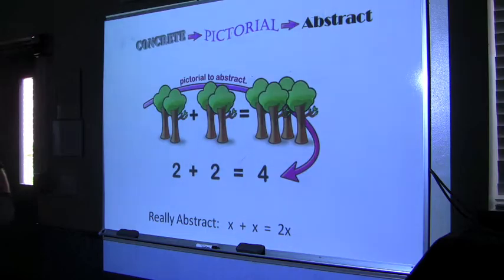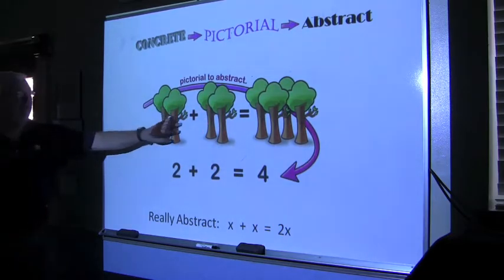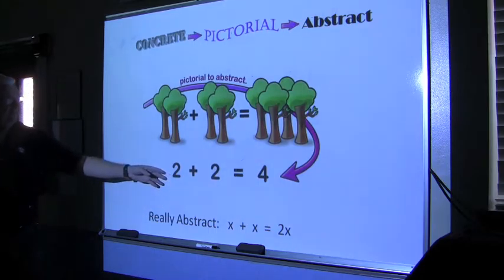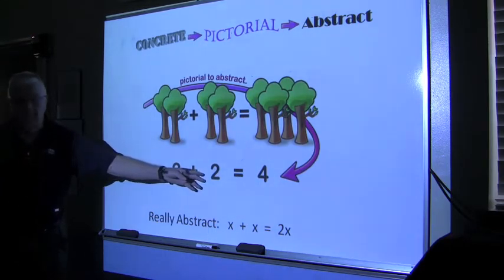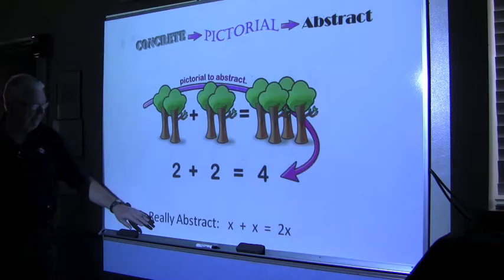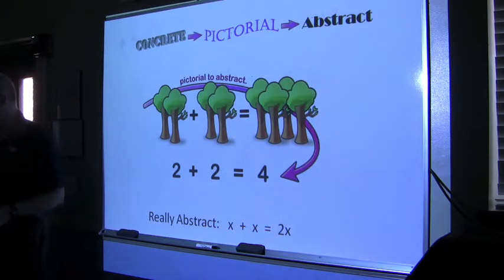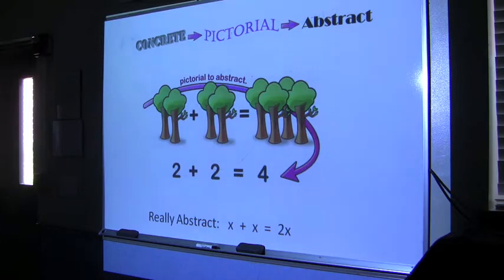Okay. The other thing we know in math and probably in science, and all the different things, you have to work from the concrete to the abstract. Right? So the concrete might be a pictorial representation here of 2 trees plus 2 trees equals 4 trees. The representation we have is 2 plus 2 equals 4. And then we could get abstract by saying x plus x equals 2x. So that would be working it abstractly.